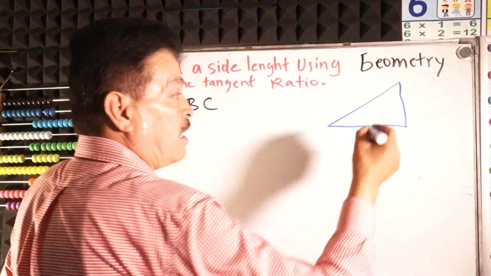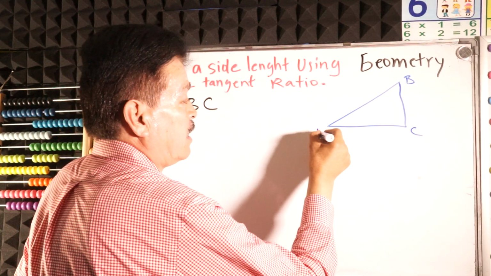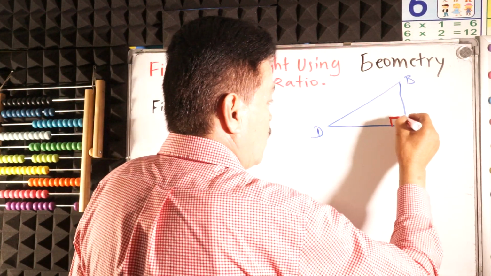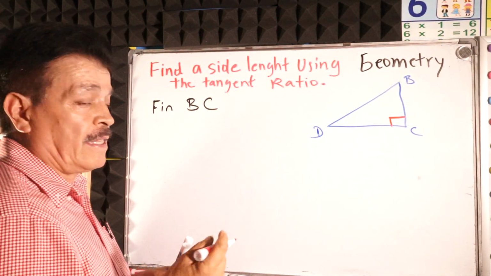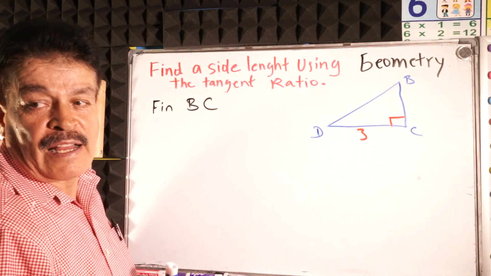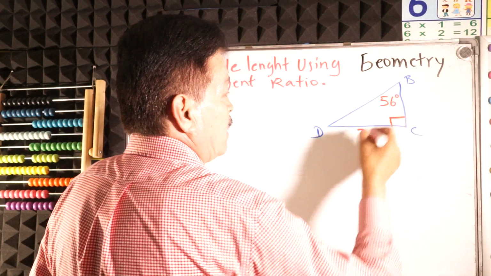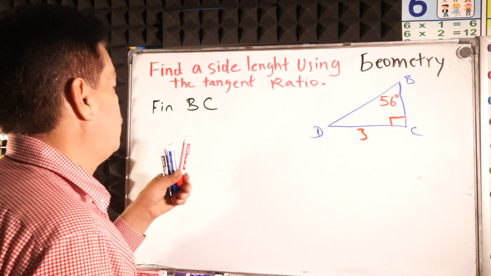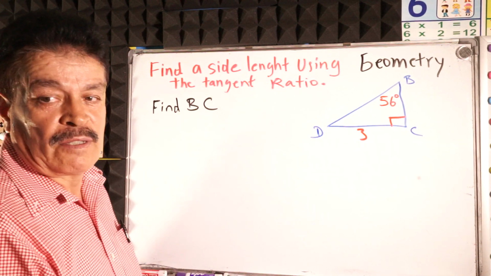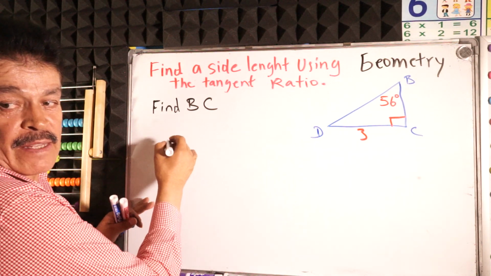Okay, and then the triangle has B, or I mean here A and C, D. Then this is the right angle right there. And then the numbers here is 3, and then let's write 56 right here. Right? We have to find BC.